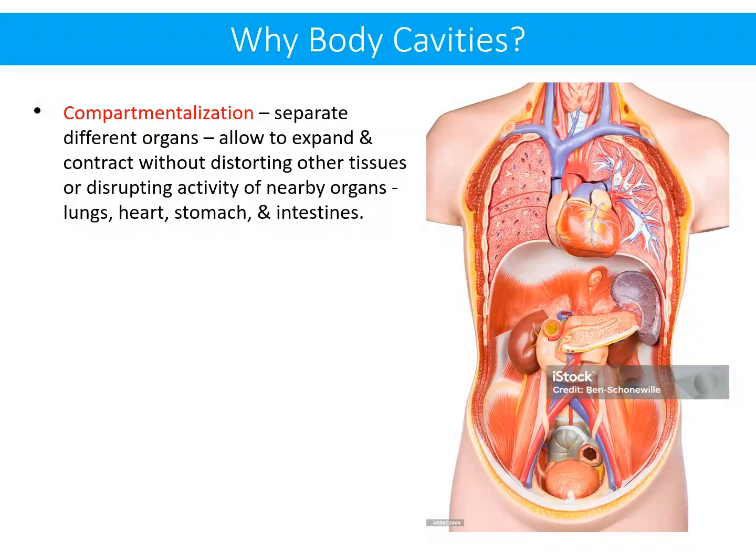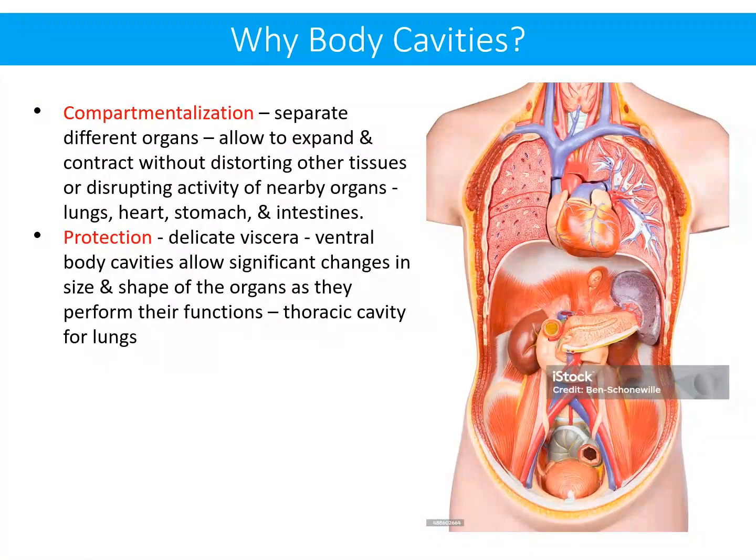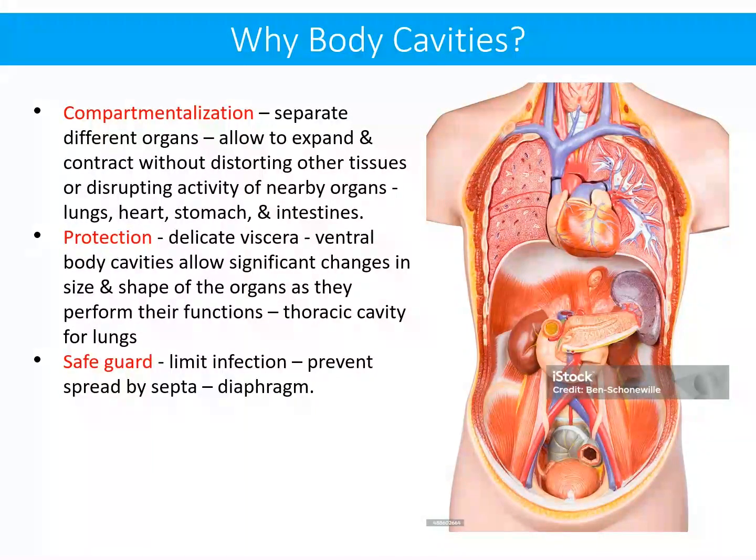Why body cavities? Number one, compartmentalization allows viscera to expand and contract without distorting other tissues or disrupting activity of nearby organs. Cavities provide protection to delicate viscera. Septa among the cavities act as a safeguard to limit infection.